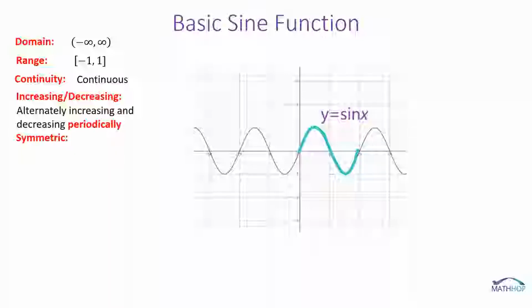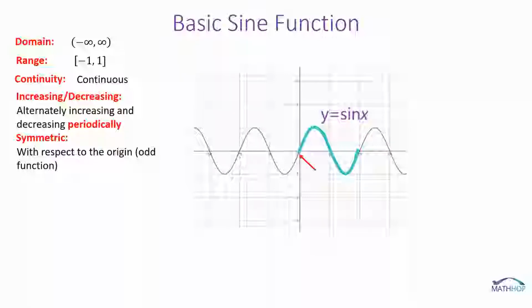Remember, symmetry doesn't have to mean vertical symmetry with the y-axis. You also have symmetric with the origin, point symmetry, right? Those odd functions we learned had symmetry with the origin. And that's exactly what the graph of y equals sine of x has.